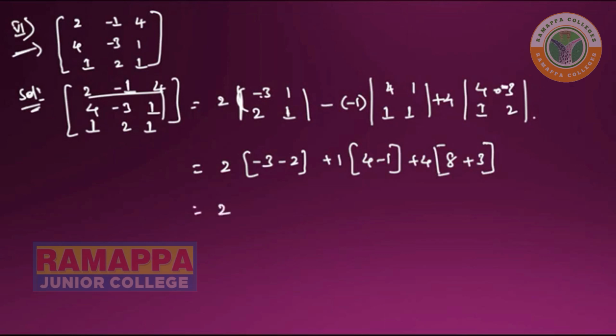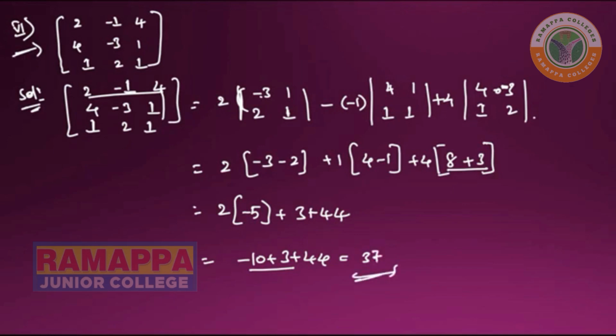So plus 3 means minus 3 is there, plus into plus, minus into minus plus here will come. So 2 into it will come as minus 5, plus this is 3 and this is 8, 3 is 8, plus 3 is 11, 11 4 is 44 will come here. So minus 10 plus 3 plus 44 is equal to how much will come? This is minus 7. Minus 7 means 37 will come here. Det of.